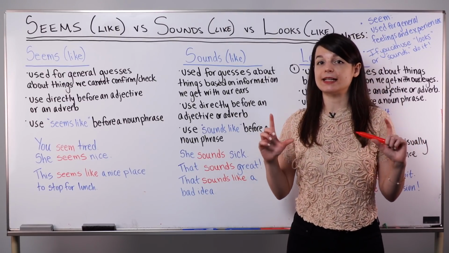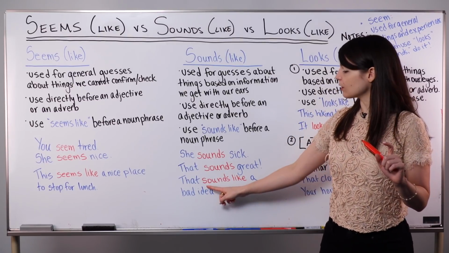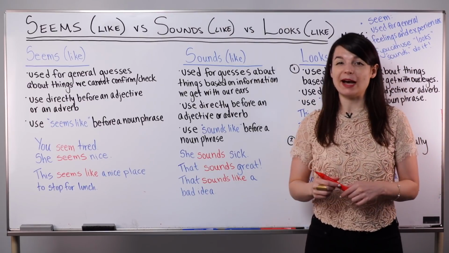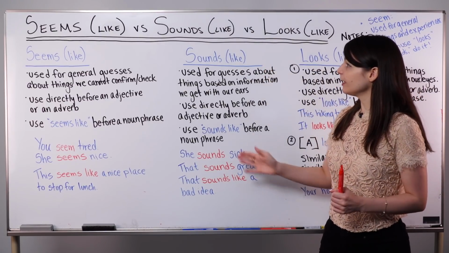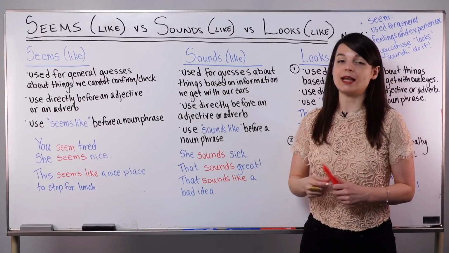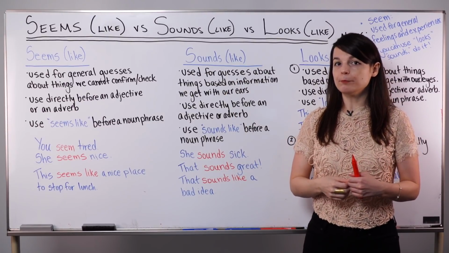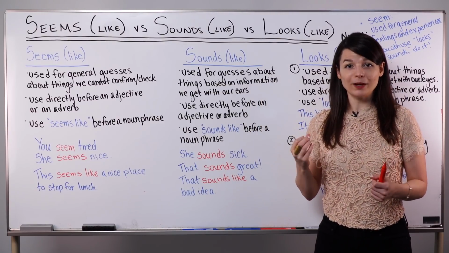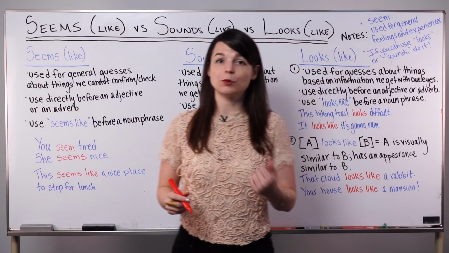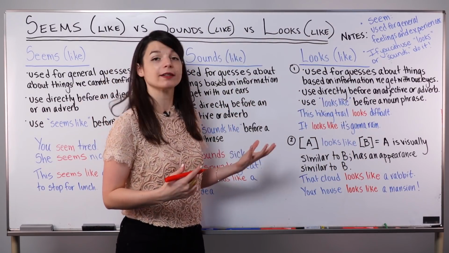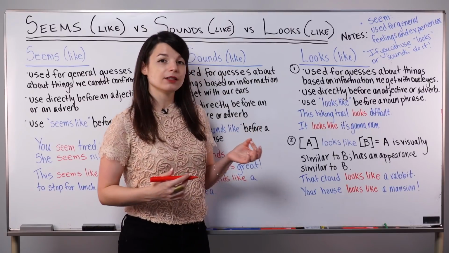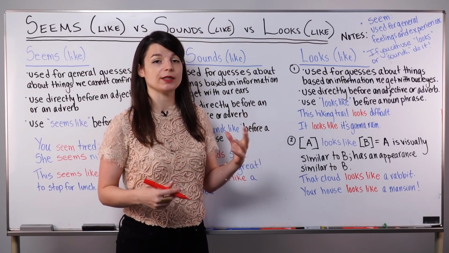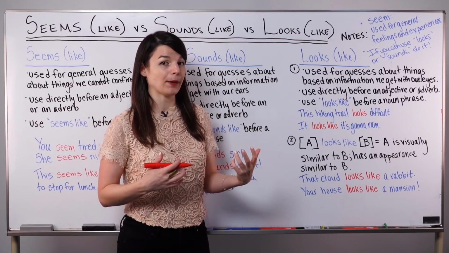A bad idea is the noun phrase. Therefore, we have to use sounds like. In this sentence, we use like here. That sounds like a bad idea. So you'll notice sounds like and seems like, or just seems and sounds, follow a similar pattern. But sounds is used for information we get with our ears. Okay, so with this in mind, let's go to the last word for this lesson, looks, or looks like. Looks like is a little different from seems and sounds because there are two different ways that we use the look pattern or the looks like pattern.